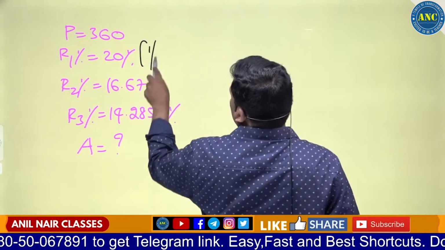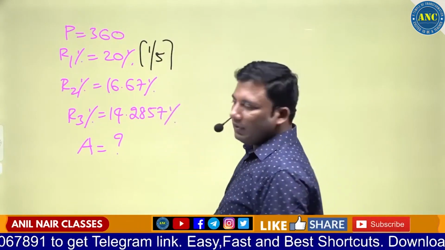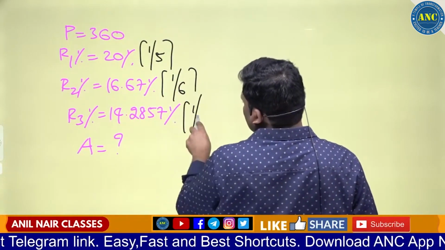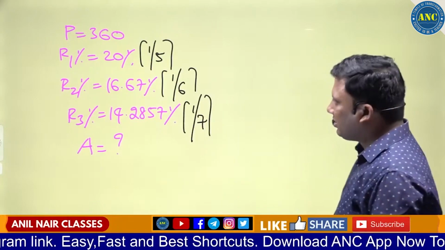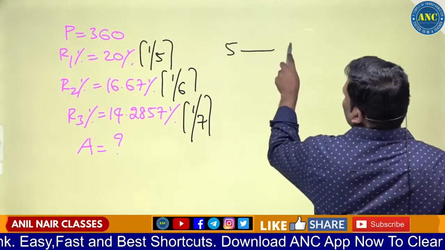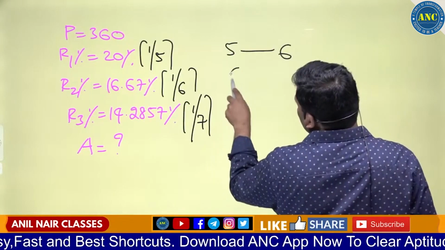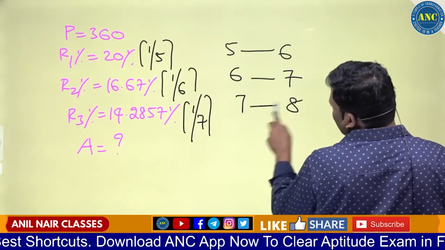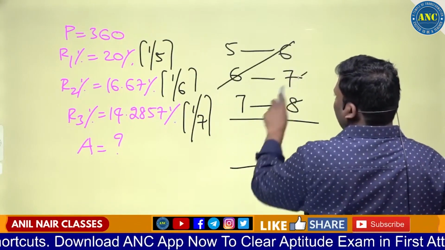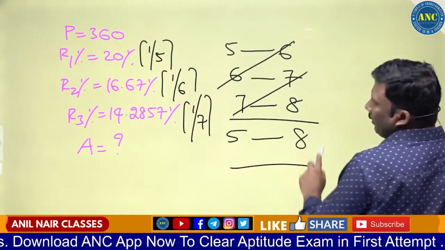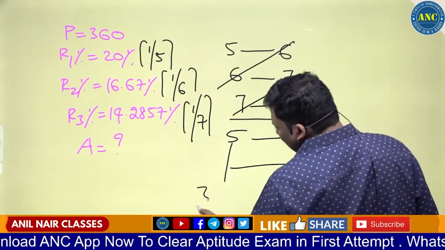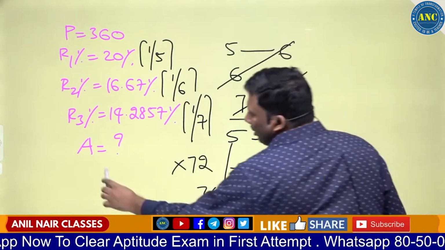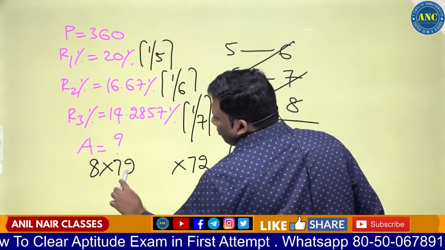Same logic. It is 1 by 5. It is 1 by 6. It is 1 by 7. 5 is becoming 1 increase 6. 6 is becoming 1 increase 7. 7 is becoming 1 increase 8. 6, 6, 7, 7 cancel. 5 is becoming 8. 5 has to become 360. It is into 72. Amount will become 8 into 72.